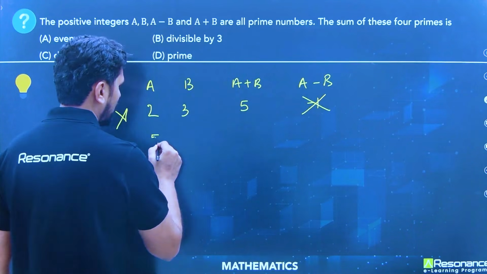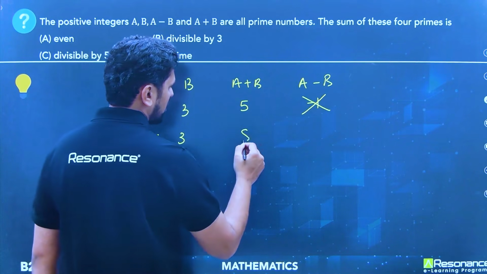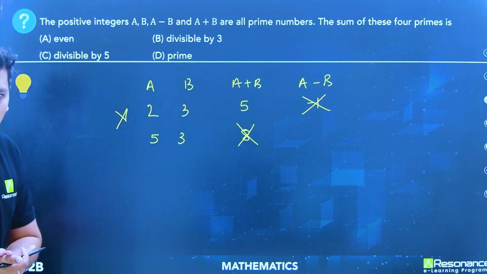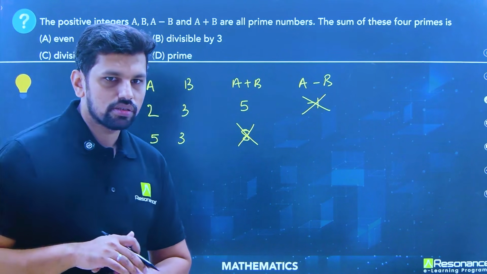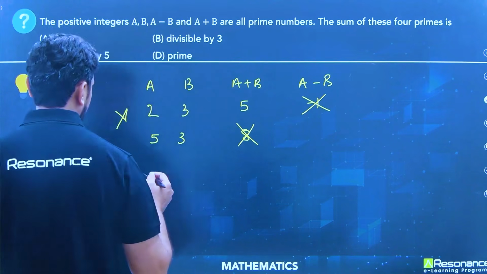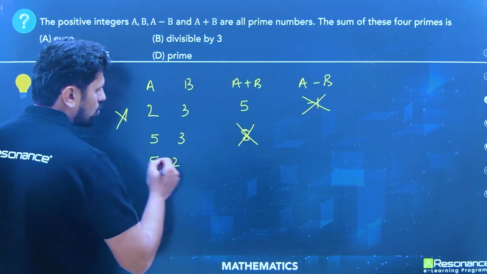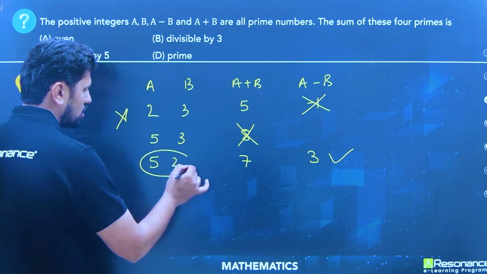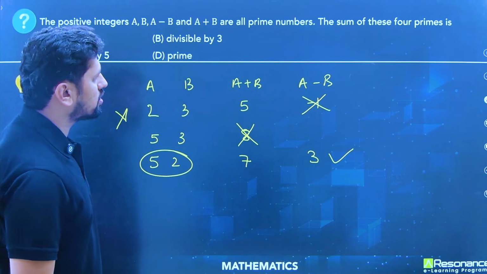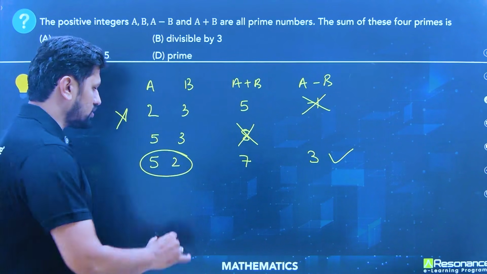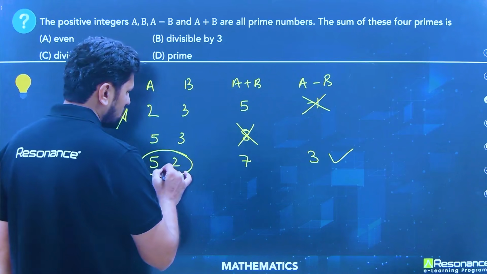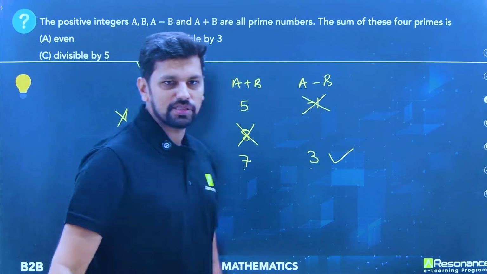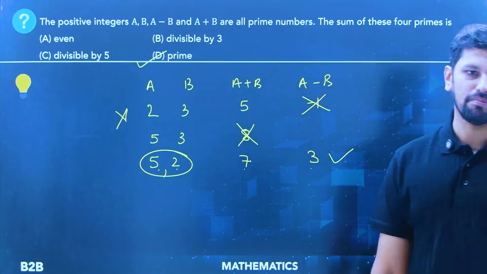So 5 and 3. 5 plus 3 will become 8, which is not a prime number, so this is also wrong. So let's think of another number, 5 and 2. 5 plus 2 will become 7. 5 minus 2 will become 3. So 5 and 2 are prime numbers only, so everything is correct. Now add all these. 7 plus 7 is 14. 14 plus 3 is 17. The sum of all these numbers is a prime number.